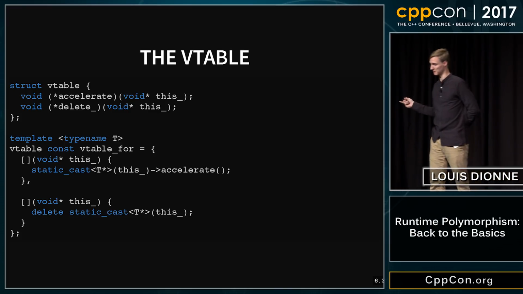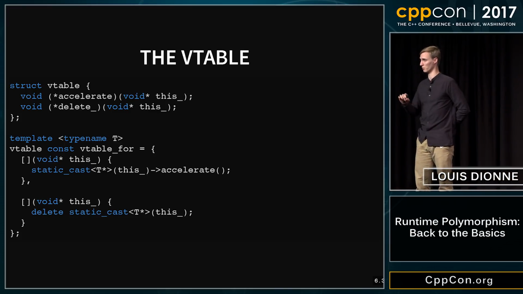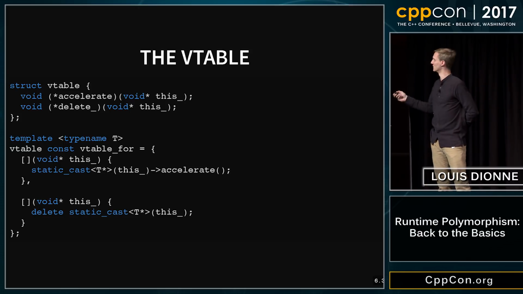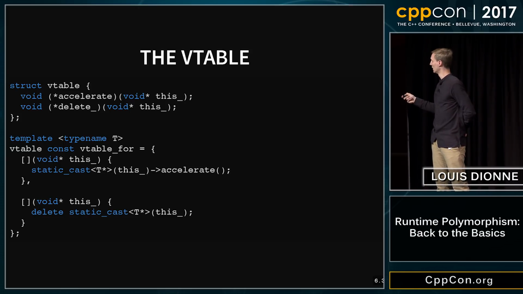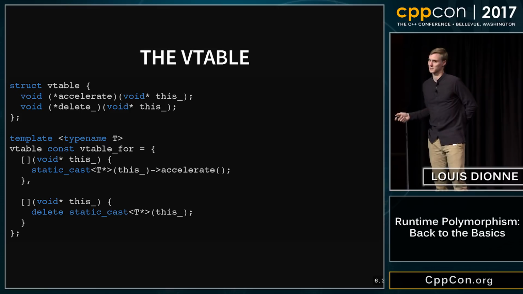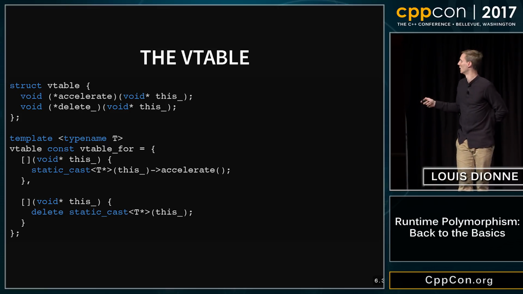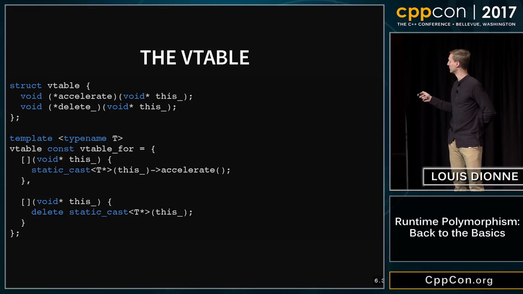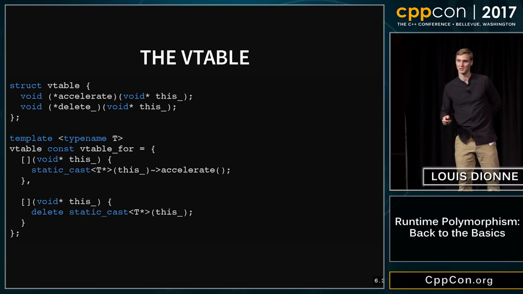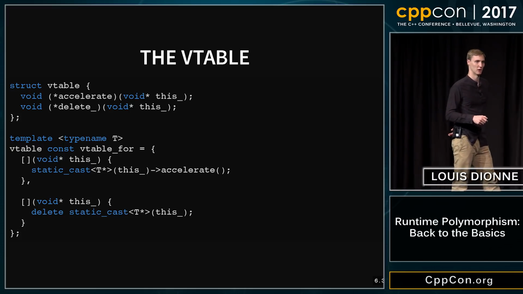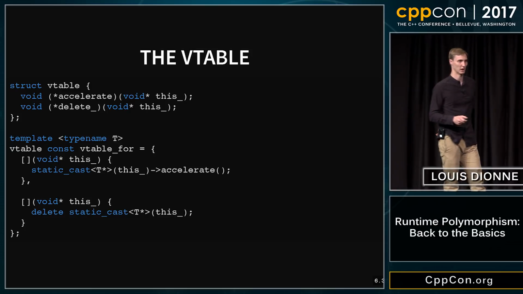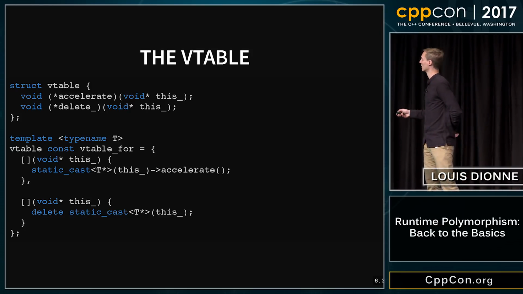Right? And since this is static dispatch, the compiler is going to see this and is going to be free to do any inlining it wants. So this should be considered absolutely equivalent to just calling accelerate directly. And for the delete here, I'm just static casting to a T star, and then I'm deleting the object. Okay? So I'm just going to go back real quick here.